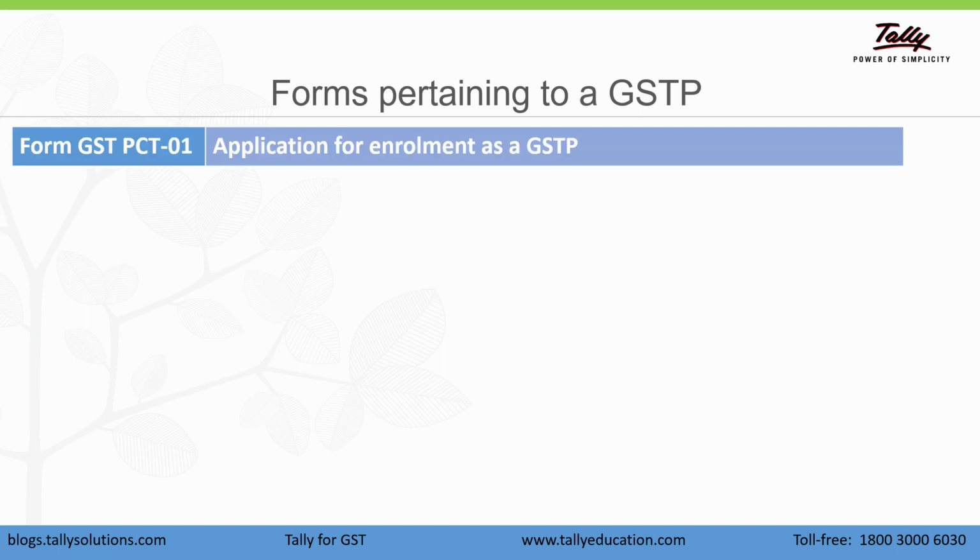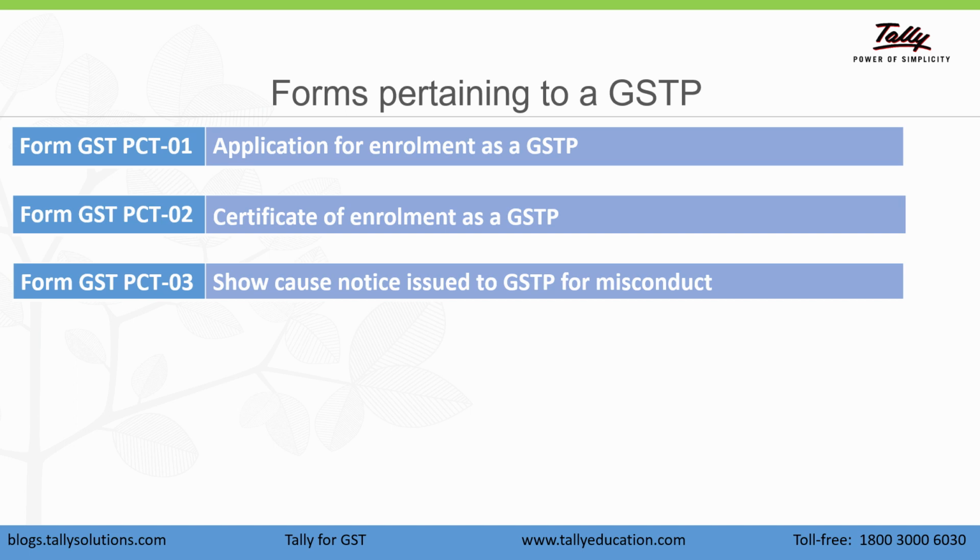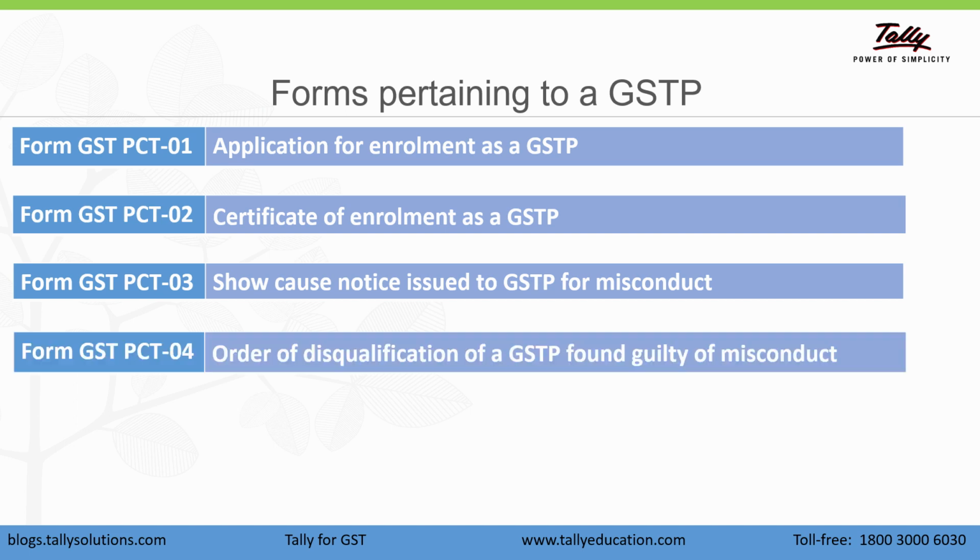A person who meets the eligibility criteria for becoming a GSTP can apply for enrollment using Form GST PCT 1. The application filed by the person will be verified, and if the details are found to be satisfactory, Form GST PCT 2, which is the certificate for enrollment as a GSTP, will be issued to the person by an authorized officer. Form GST PCT 3 is a show cause notice issued to a GSTP for misconduct. If an officer is satisfied that a GSTP is guilty of misconduct, the officer will issue an order of disqualification in Form GST PCT 4.